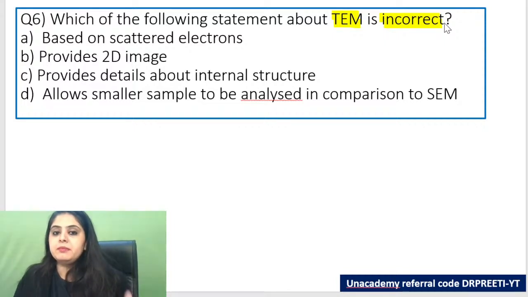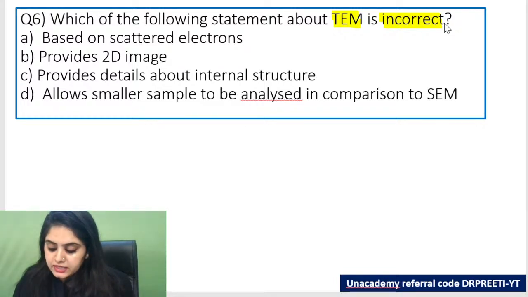Incorrect. Tell me. Based on scattered electrons, provides a two-dimensional image, provides details about an internal structure, allows smaller sample to be analyzed in comparison to SEM. What is incorrect?